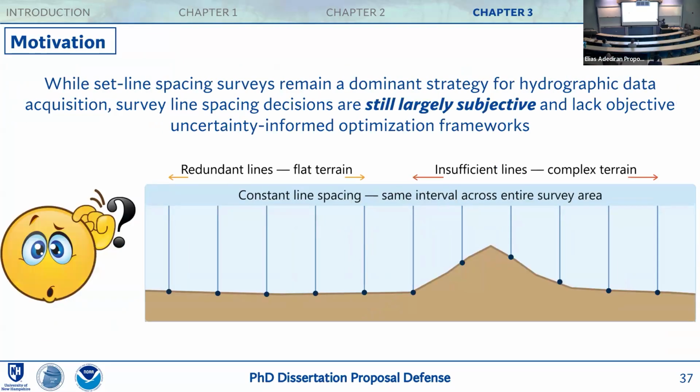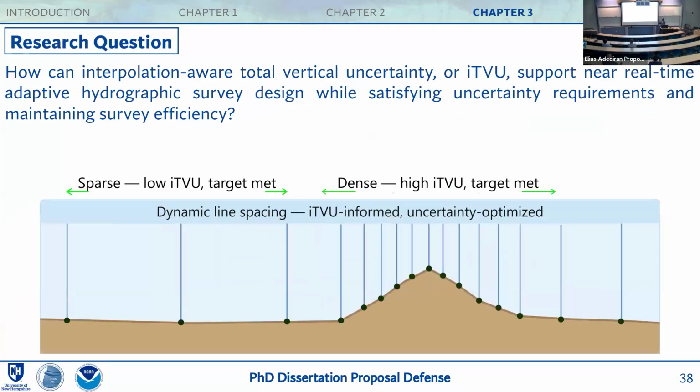This is the motivation. Like I went back in the slide. So if we've just set a constant line spacing, yeah, it maybe still works, but we can be more efficient if we use the interpolation aware uncertainty information to plan the survey.